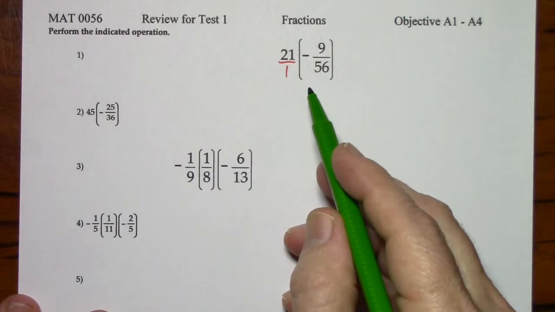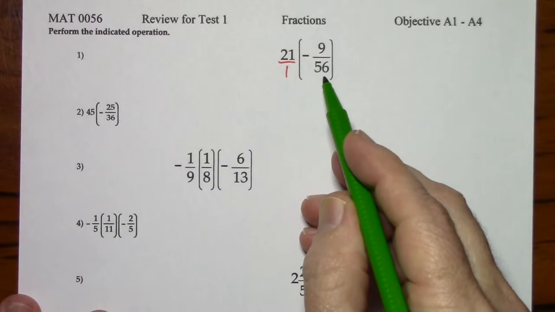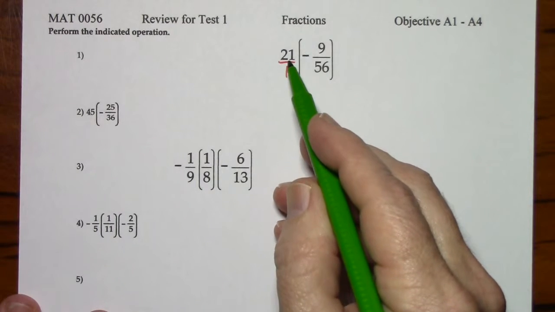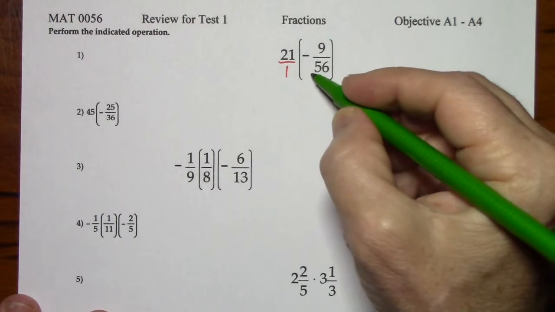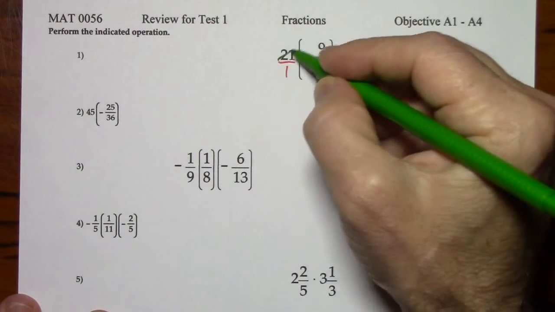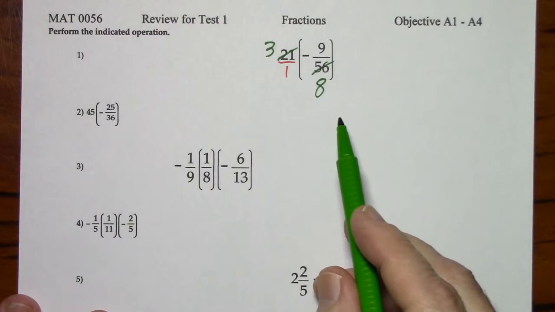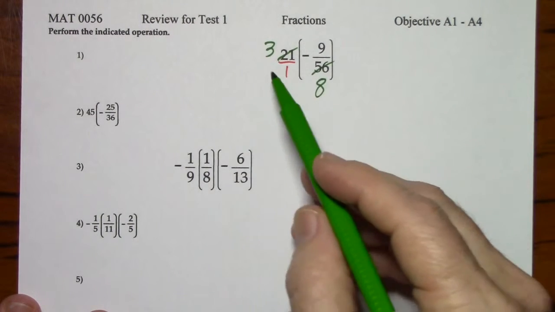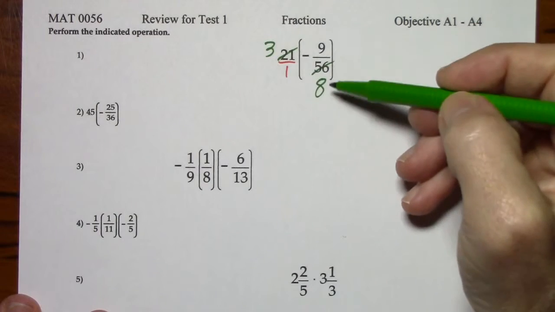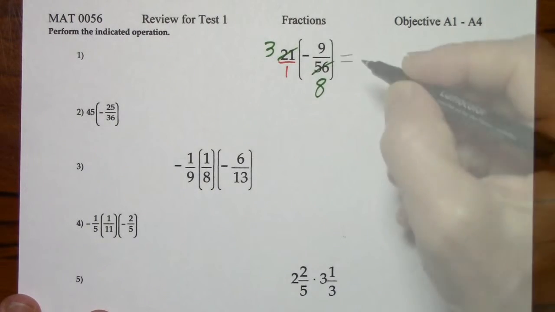Prior to multiplying, I'll see if I can reduce by a common factor. This is divisible by 7, and this is divisible by 7. Divide by 7 leaves you with 8. Divide by 7 leaves you with 3. There are no more common factors diagonally or vertically, so we're going to multiply straight across.